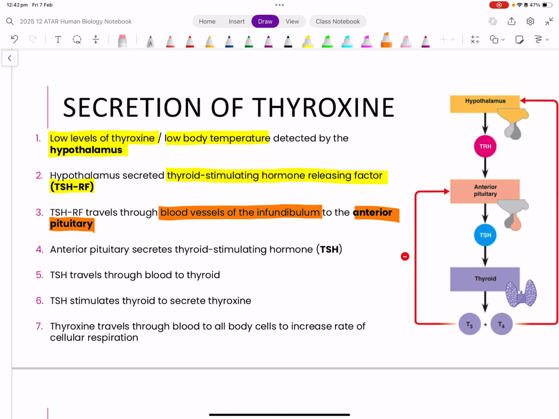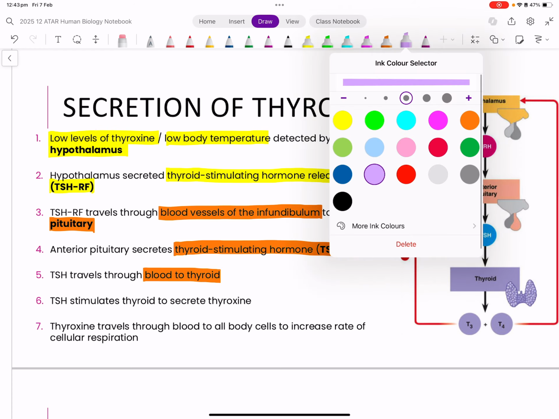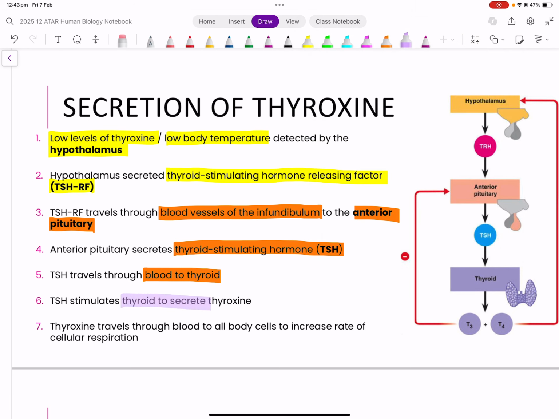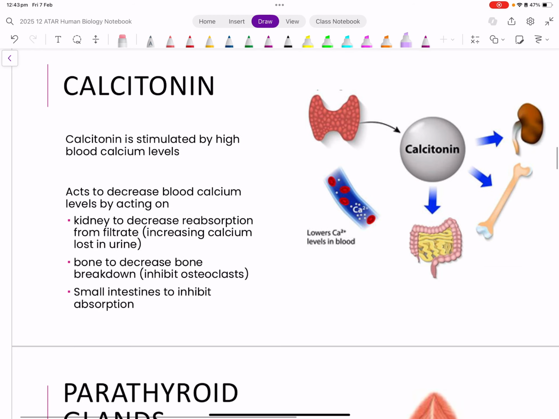Once in the anterior pituitary, it tells this endocrine gland to start releasing thyroid stimulating hormone. Thyroid stimulating hormone is going to travel through the blood to the thyroid gland, and eventually when it makes it to the thyroid, it is going to tell the thyroid to release thyroxine. And as we mentioned on our previous slide, thyroxine is going to travel through the blood to all body cells, and it's going to tell all these body cells to increase their rate of cellular respiration, so increase that metabolic rate.